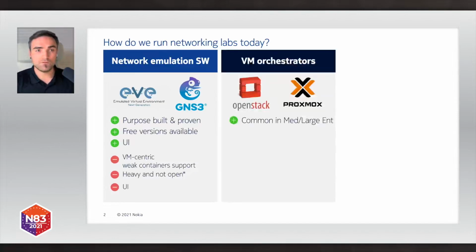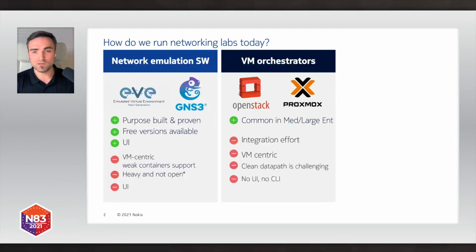What tools do we have apart from the network emulation software? We typically see that people try to reuse VM orchestrators such as OpenStack to build virtual networking topologies. And these VM orchestrators are quite common in medium and large enterprises. So it makes sense to reuse them to deploy the networking topologies. But that's all that's good about them, because the complexity comes and takes its toll. It's really hard to use OpenStack, for example, or Proxmox, to create virtual networking topologies. It requires quite a lot of integration effort.